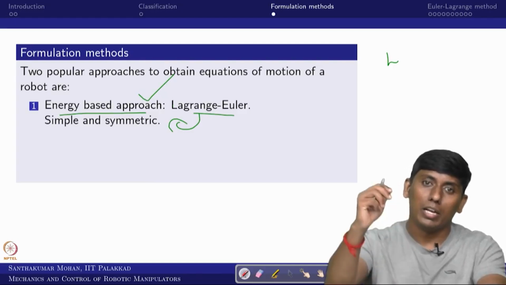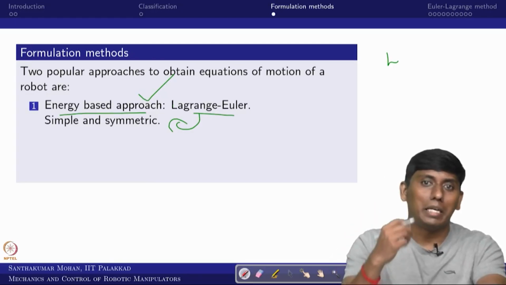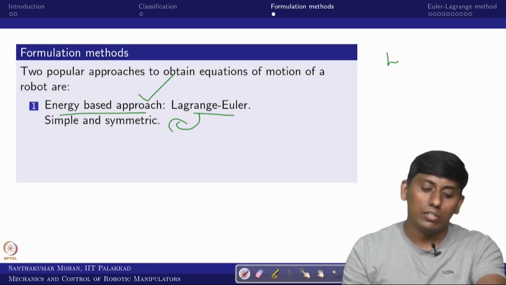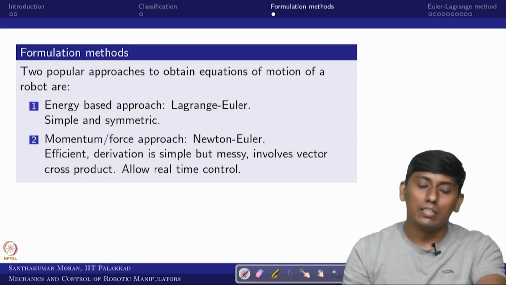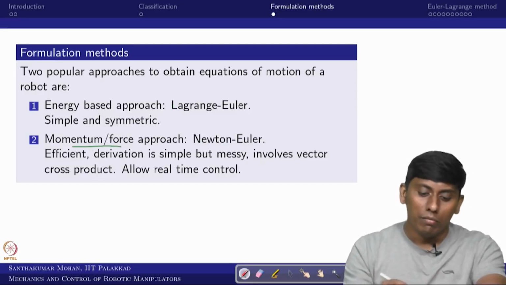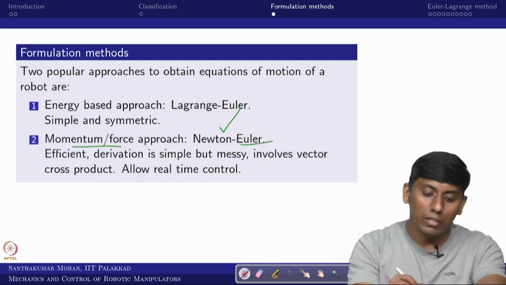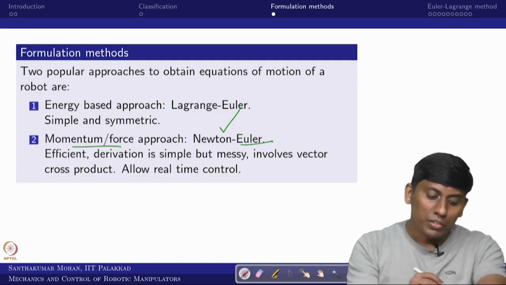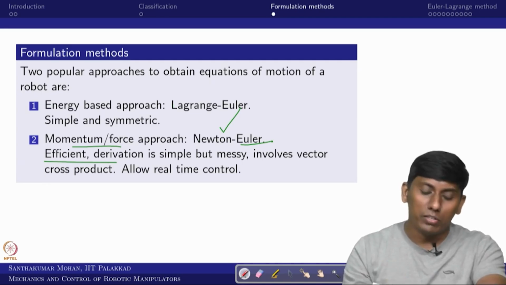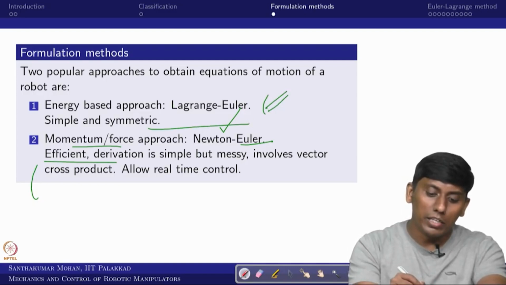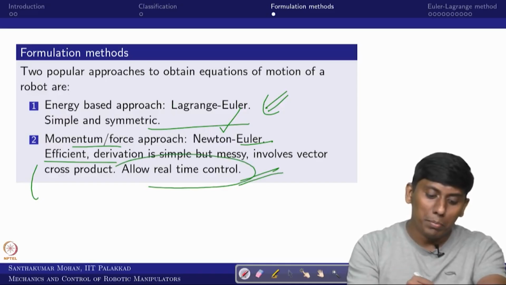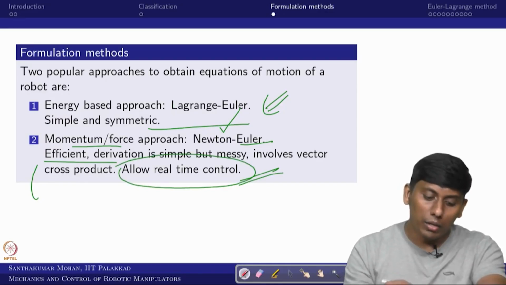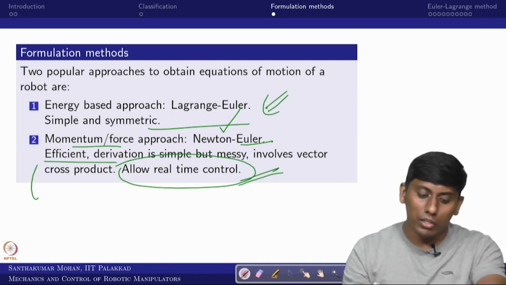Whereas as the degrees of freedom increase, in the sense the active joints increase, the Euler Lagrange is not so easy, or Lagrange Euler is not so easy. Okay. And the second one is the momentum force approach, where Newton's second law and Euler's equation of motion can be used. This is very efficient in terms of computation or implementation, because the derivation is simple, but the Lagrangian would consist of partial derivatives and time derivatives, but here there is no derivative involved. Okay. So that's why most people use the Newton Euler approach for real time control rather than the Lagrangian Euler approach.